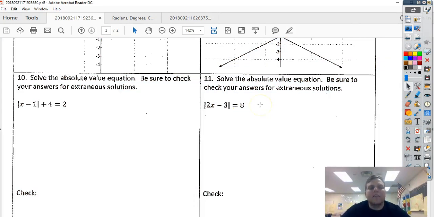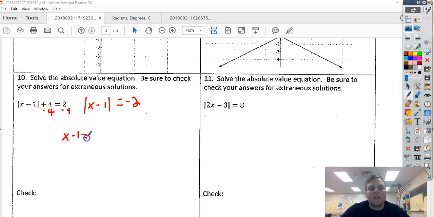Let's move on and try to do problem 10 together. Problem 10 says solve the absolute value equation. Be sure to check your answers for extraneous solutions. In order to solve absolute value equations, you must get the absolute value by itself first. So I must start off by subtracting 4. Then I get the absolute value of x minus 1 is equal to negative 2.